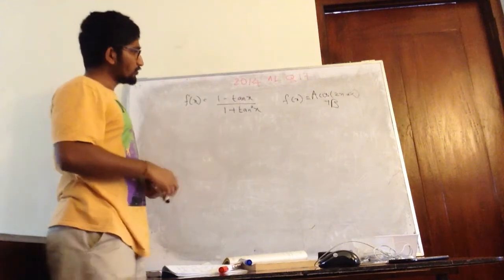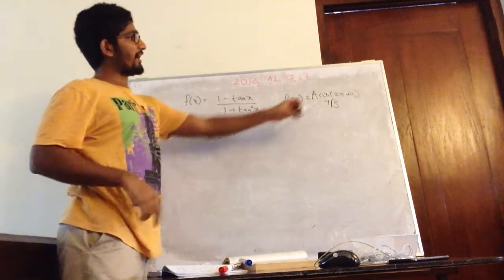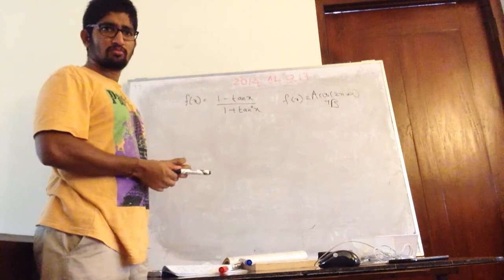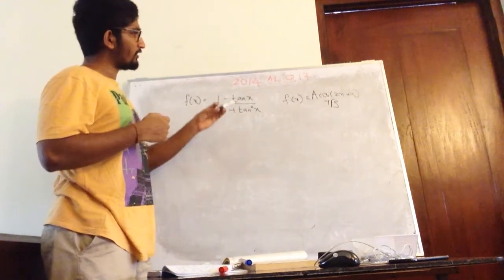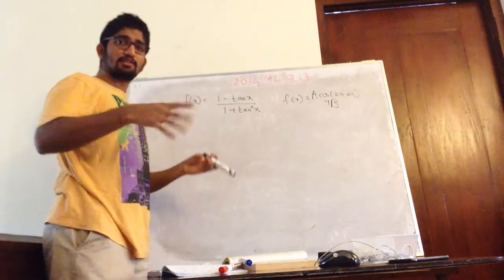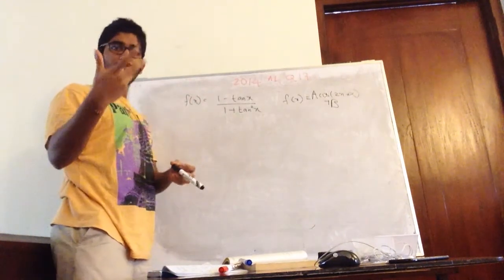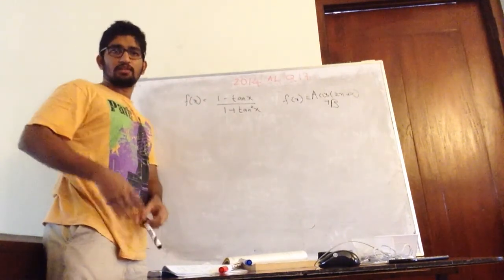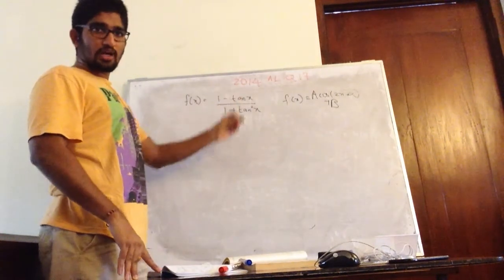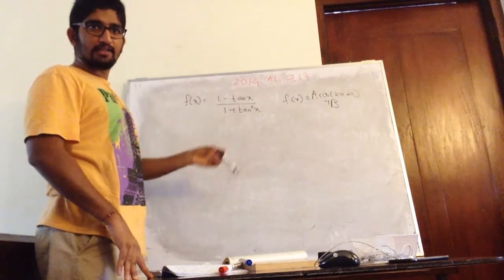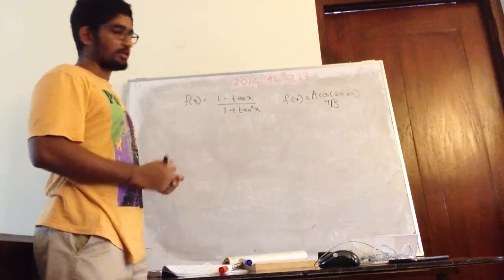So what I'm going to do here is, now there is a 2x and all. I have to convert this into some form where 2x will come as sin x or cos x. Because of that I'm going to use tan equals sin over cos.